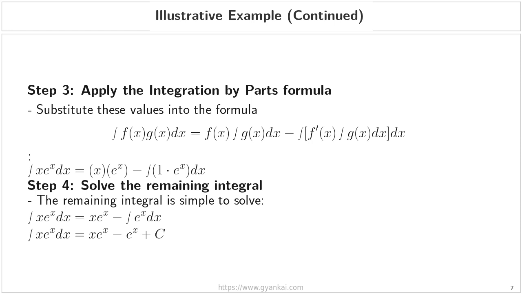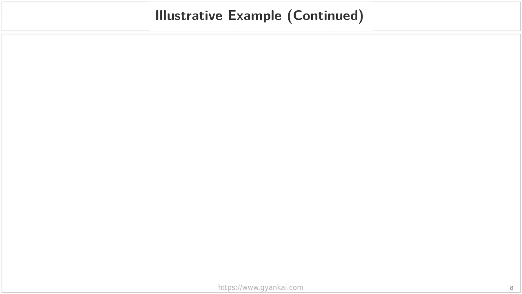So, we've successfully used integration by parts to transform the original integral into a much simpler form. In the next step, we'll just do a little bit of simplification to present our final answer in a cleaner way. Illustrative example, continued.